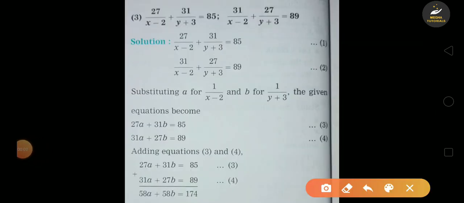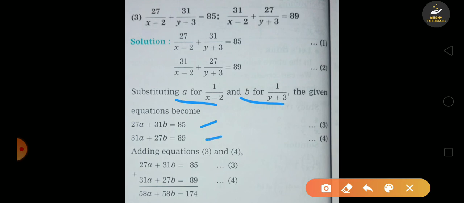Question 3. 27 upon x minus 2 plus 31 upon y plus 3 is equal to 85 and 31 upon x minus 2 plus 27 upon y plus 3 is equal to 89. Equation 1 and 2. Both the equations are not in the standard form because of 1 upon x minus 2 and 1 upon y plus 3. So we will replace them by suitable values. So 1 upon x minus 2 is equal to a and 1 upon y plus 3 is equal to b. So after substitution you will get new equations. So 27a plus 31b is equal to 85, equation 3, and 31a plus 27b is equal to 89, equation 4.